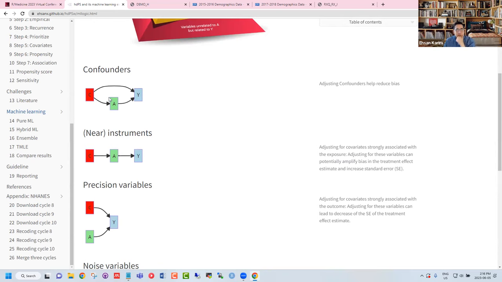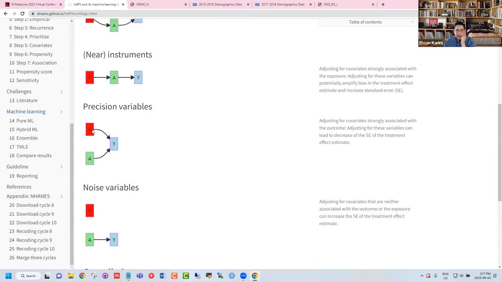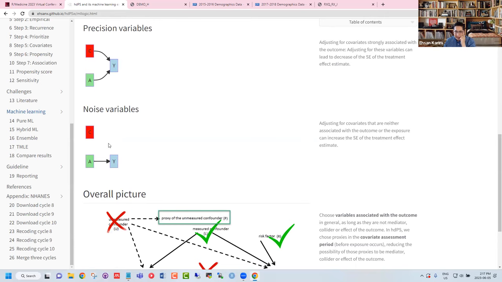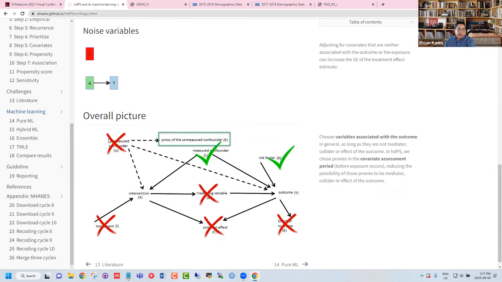When we are dealing with confounders, after adjusting for the confounder, you are going to get an unbiased association. So that is something you absolutely need to control. When you are talking about instrumental variables that are only associated with the exposure but not the outcome, you should avoid them because they can amplify bias as well as increase your standard error. If you have a precision variable that is highly associated with the outcome and has nothing to do with the treatment variable, you should include it, because including this type of variable can help you reduce the standard error of the treatment effect estimate. Noise variables should not be included because they are only going to increase the standard error of your estimate, right? So in terms of the overall picture, the general suggestion for our propensity score analysis is: instrumental variable, no; common effects, no; effect of the outcome, no; mediator variable, no.